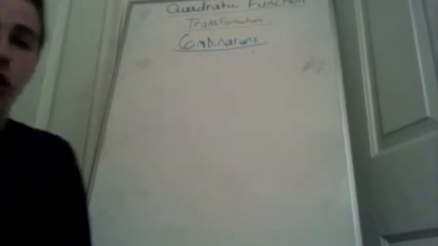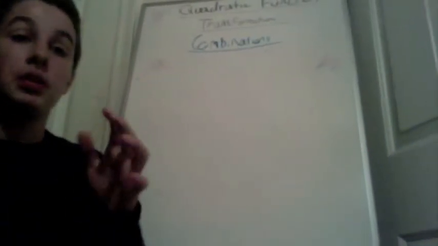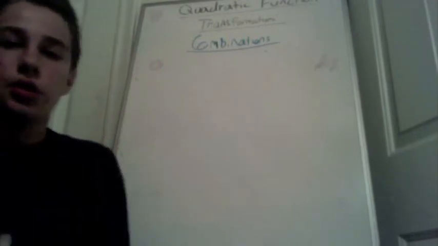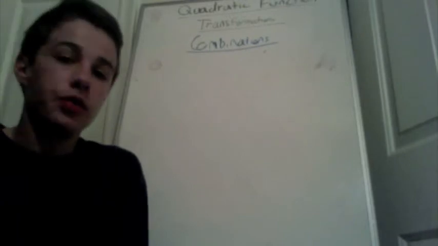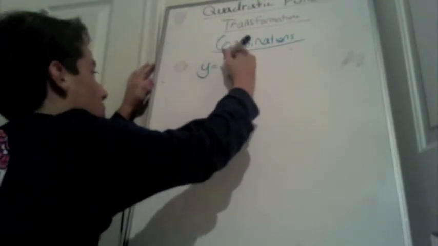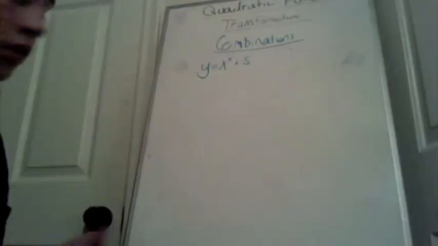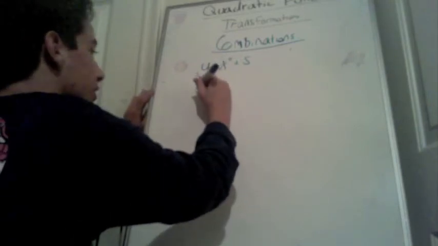Hello class. In this video we're going to be going over combinations, which is going to essentially be adding all of the things that we reviewed in the previous videos, putting all of those into one equation. So let's start off with a y-intercept translation. Say y equals x squared plus 5. That's our y-intercept translation.